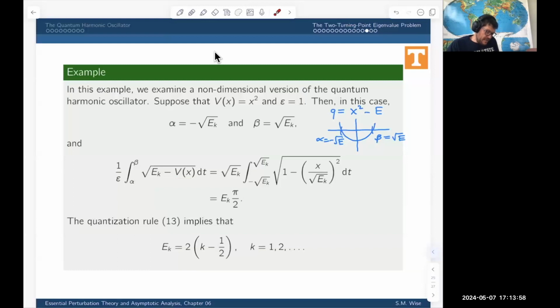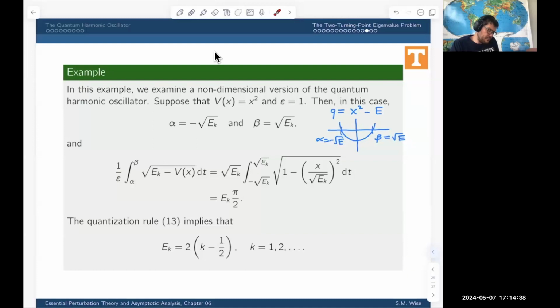We can immediately remove this from inside the square root. We can remove a constant factor of square root of E. We're integrating from minus square root of E to square root of E, because that's what alpha and beta are. If we pull this all the way out front, then what we're left with in the integrand is the square root of 1 minus x over square root of E, quantity squared. Remember, E is a positive number.